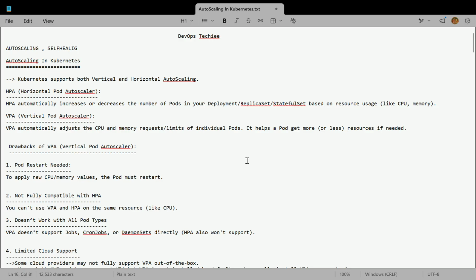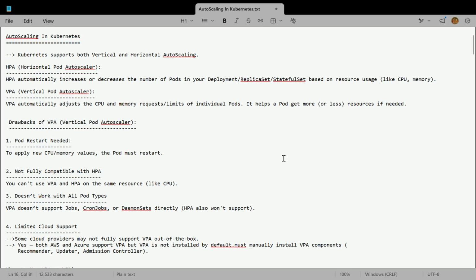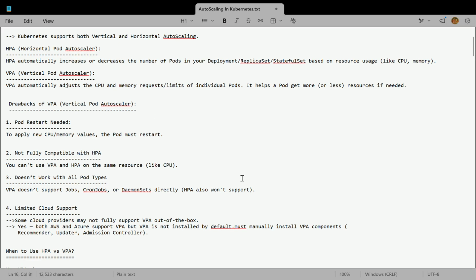From the overall pod count perspective, based on CPU and memory utilization, we have the horizontal pod autoscaler. But the drawback of the vertical pod autoscaler is that to apply the new CPU and memory values, the pod must be restarted, which causes latency issues or downtime issues for the applications.